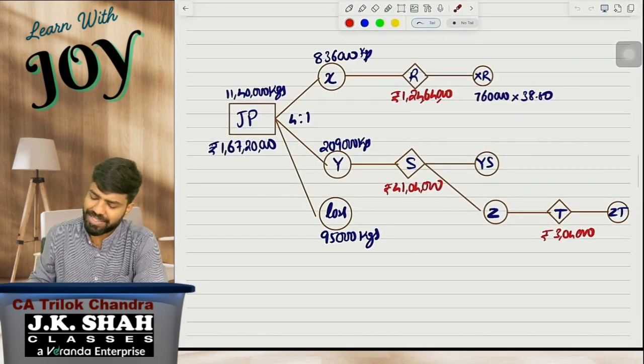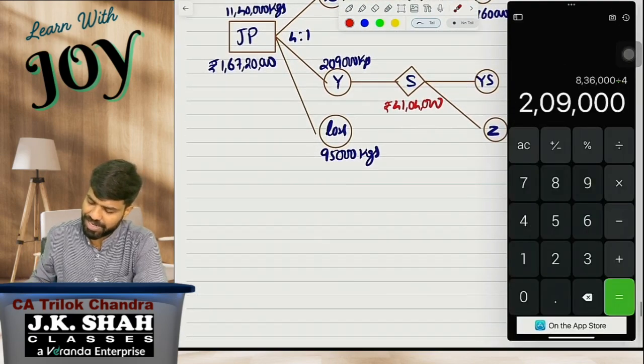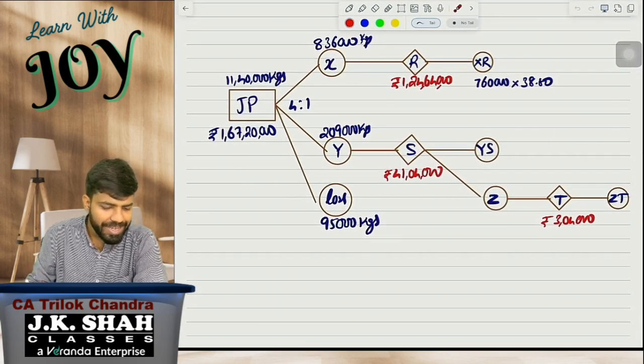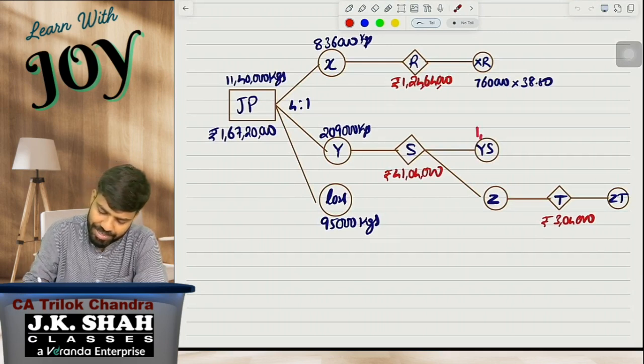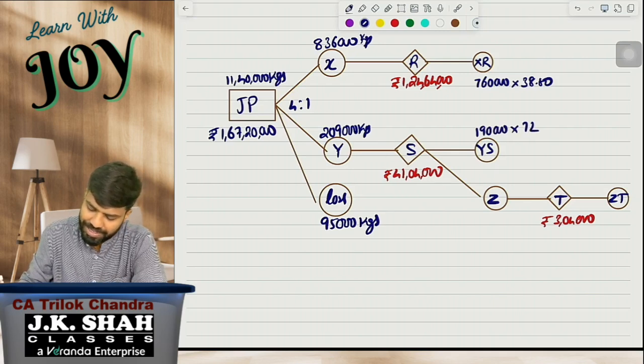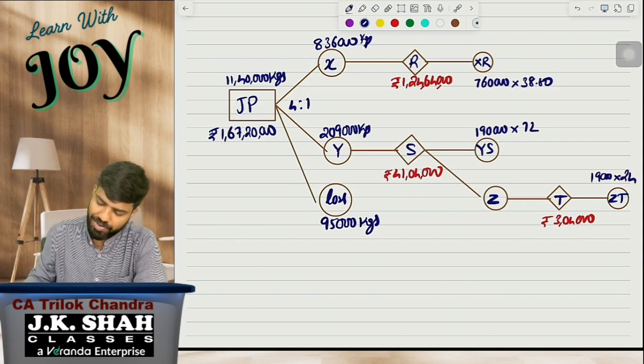7 lakh 60,000. Let me write the calculations first, and later on I will calculate. When it comes to Y, how many kgs are we getting as output? 1 lakh 90,000 kgs. 1 lakh 90,000 kgs into what is the price? 72 rupees. And 19,000 into 24. Let me calculate the values.